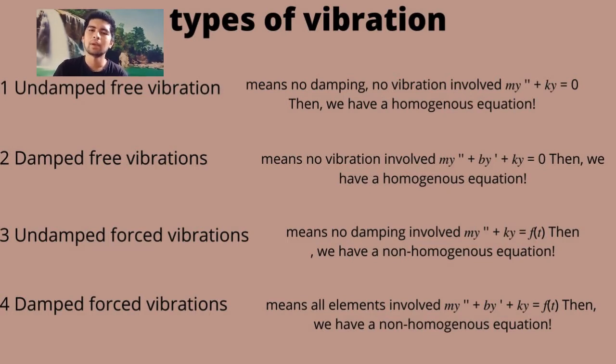And the third type, undamped forced vibration, meaning no damping involved, my'' plus ky equal to f(t). Then we have a non-homogeneous equation. And the fourth type is damped forced vibration. That means all elements involved, my'' plus by' plus ky equal to f(t). Then we have a non-homogeneous equation.